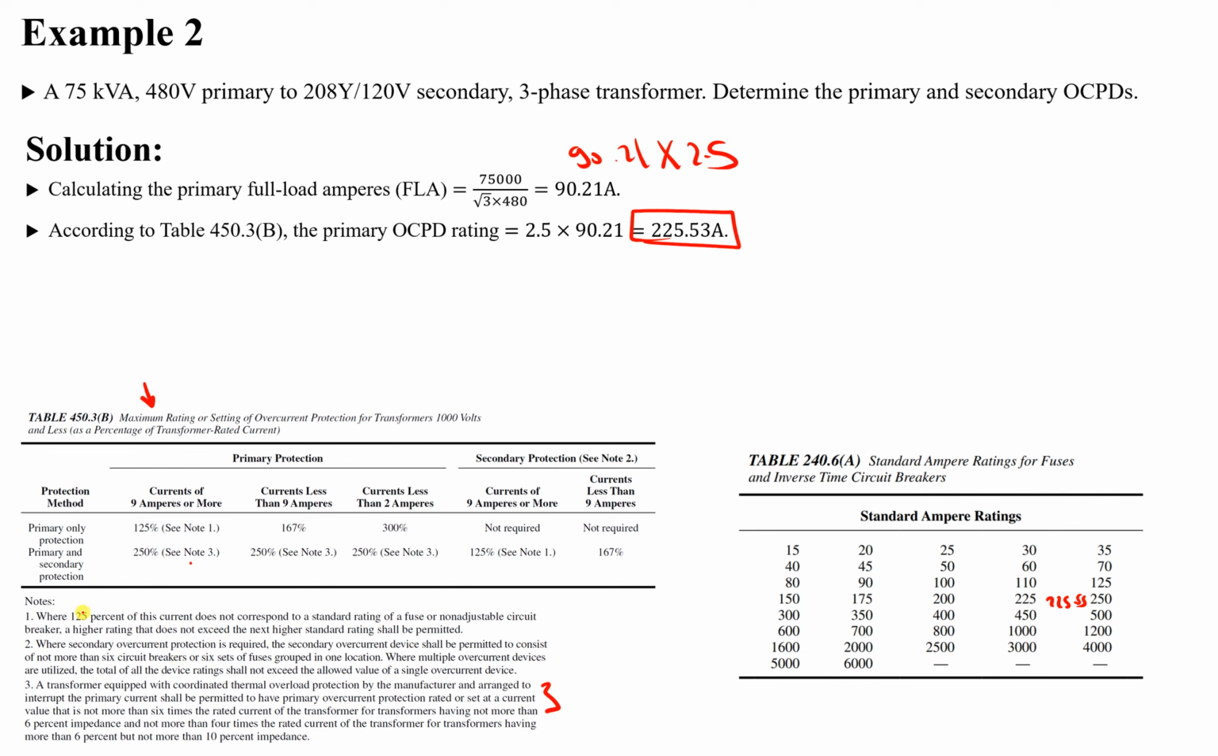So in this case, we don't have this exception here. Since it says maximum, I have to go to the lower value, which is 225, as you can see here. So the selected overcurrent protection will be 225. What about the secondary protection?